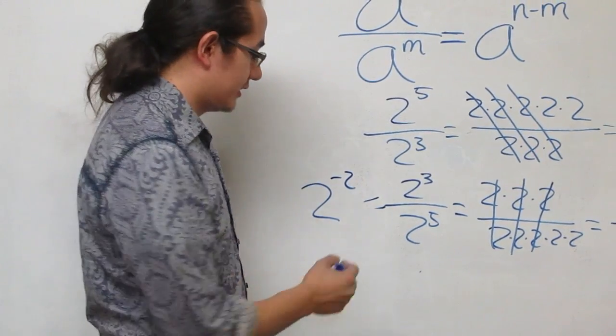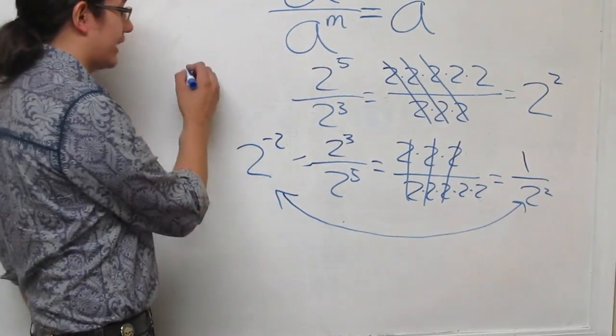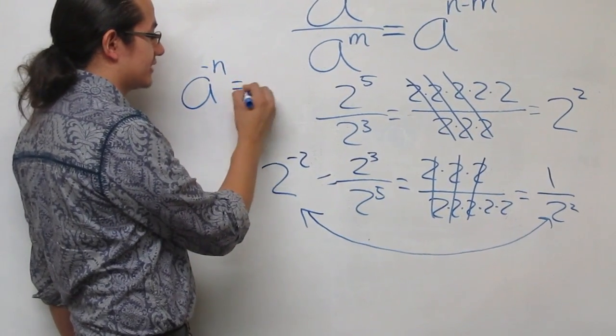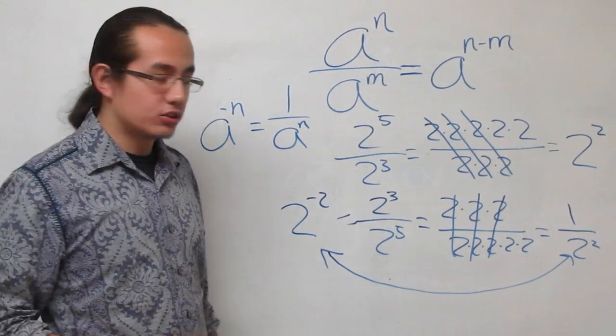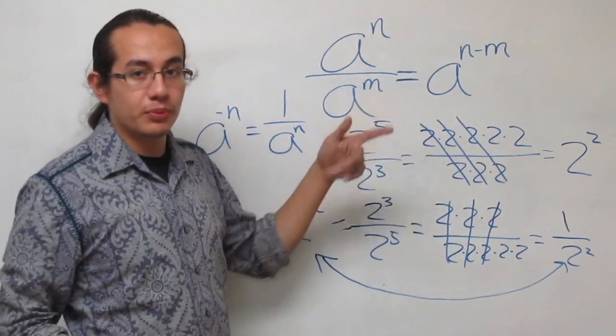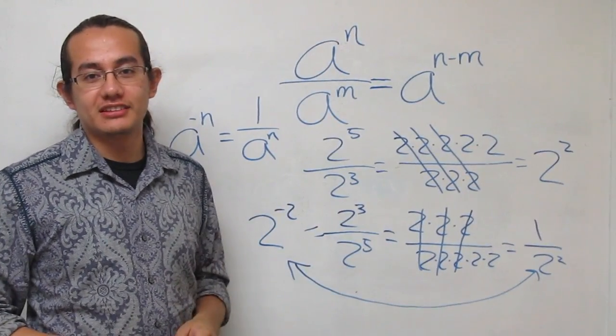So this is why that means the same thing. This is the reason why anything to a negative power is the same thing as 1 over the base to that same power. So this rule is actually the same thing as this rule, but when you have a bigger power on the bottom than you do on the top.